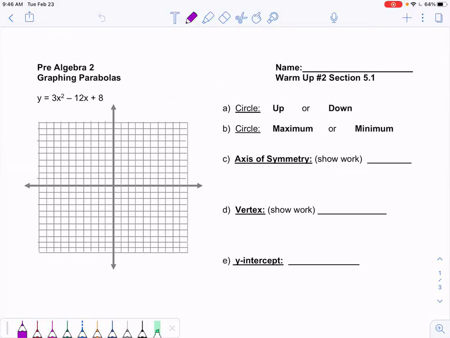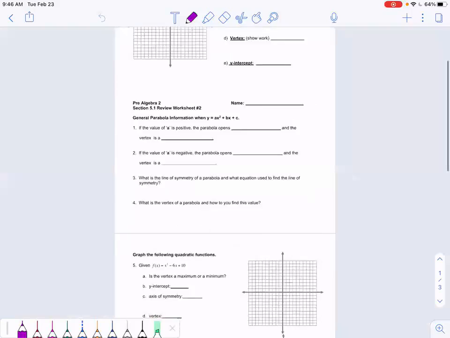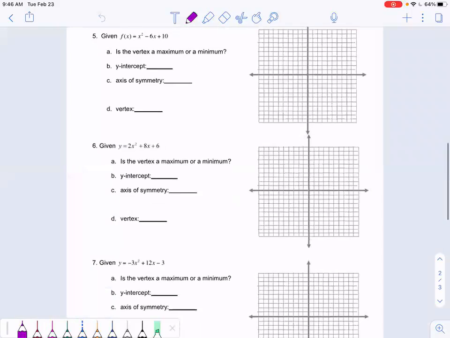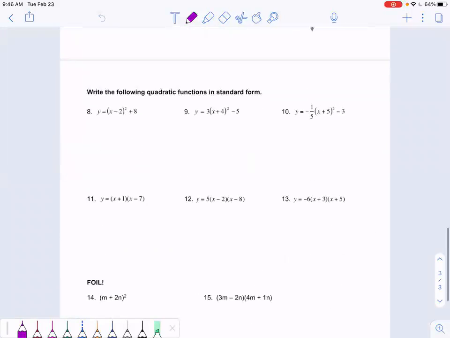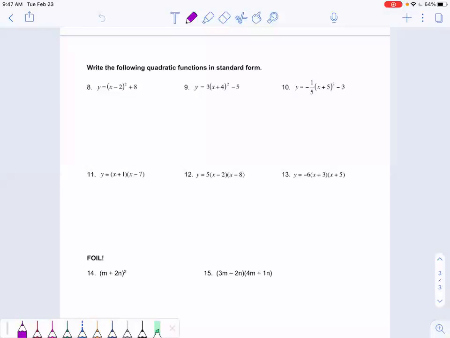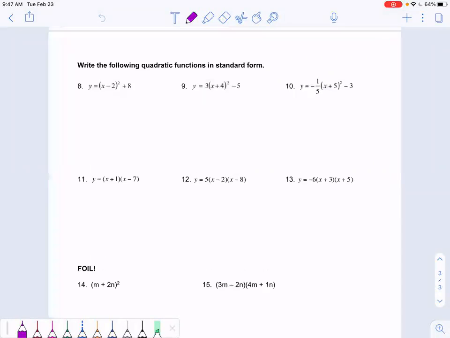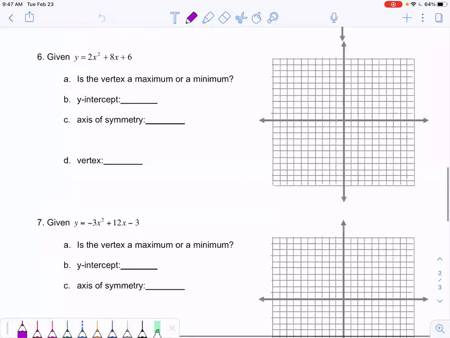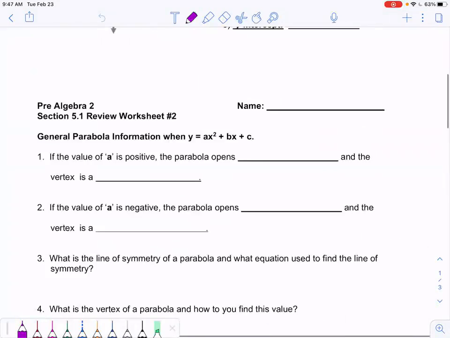So we'll go through the review real quick just to make sure we're all on the same page. And then if you look, the next page is this graphing. And then we have putting the functions in standard form, which is basically we're FOILing again, and problems like these that we just did a couple of days ago, last week. So let's just go up for the review.